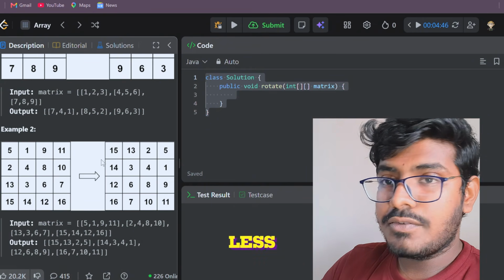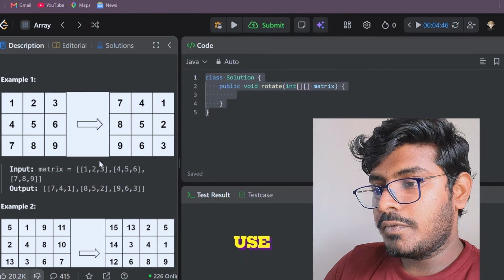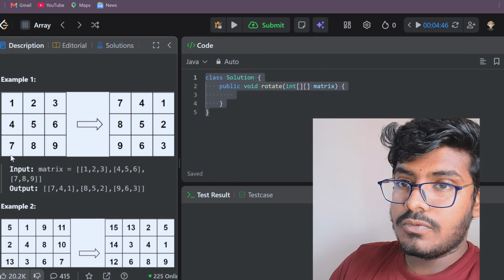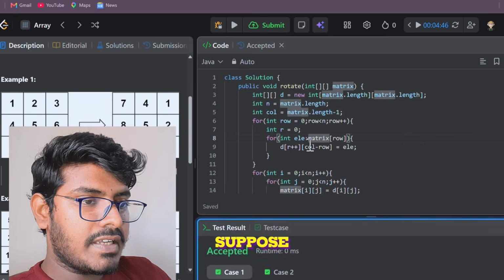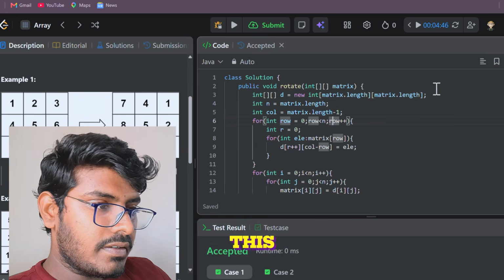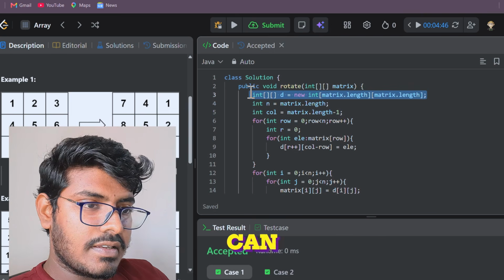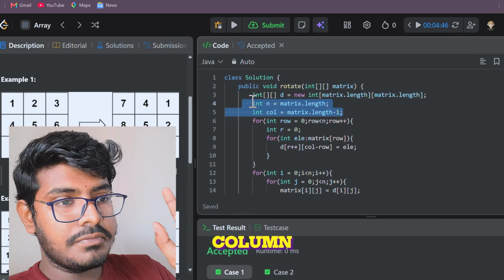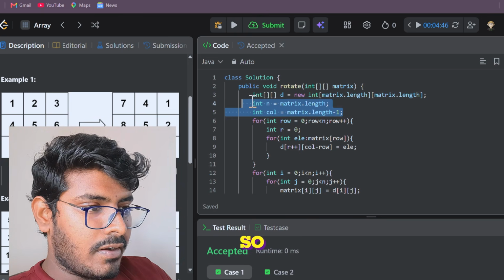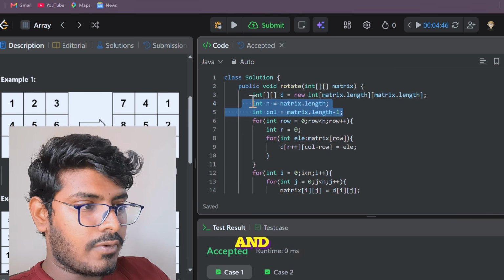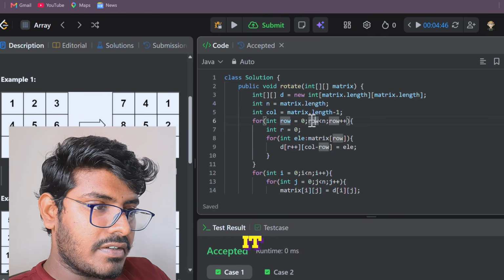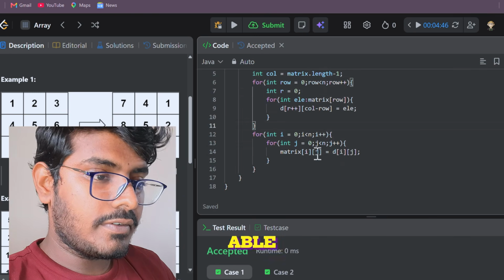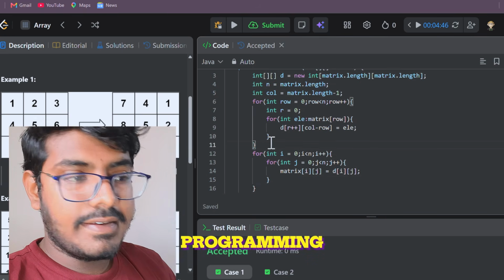Since it's less than or equal to 20, we can use brute force. There is no need for bigger or complex algorithms. We just need to do a simulation for this. Suppose we take this element, which is in column 0 and row 0. So column 0, row 0, 0 minus 0 is 0, and since the row is 0, it went to here. In this way you can solve DSA programming problems.